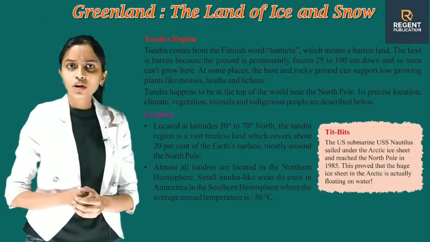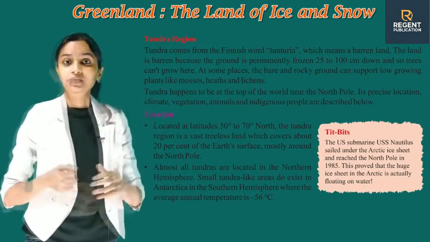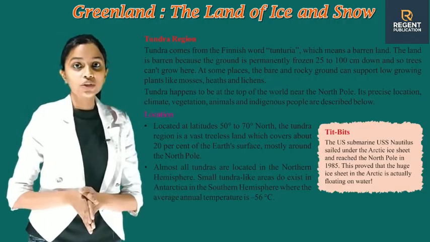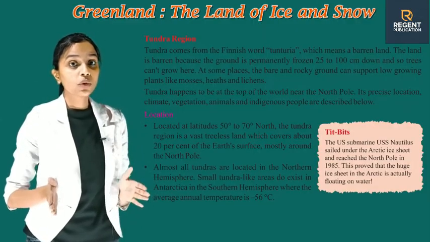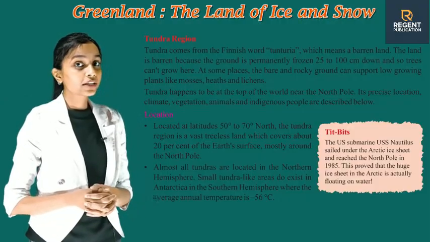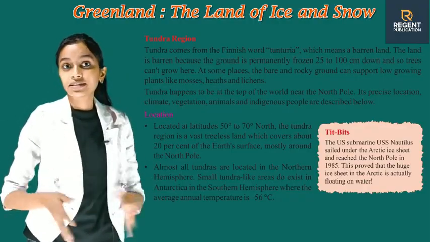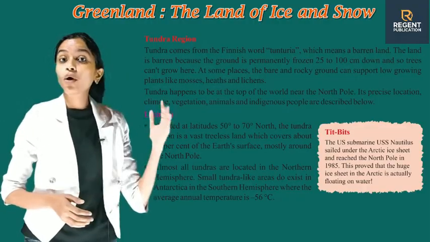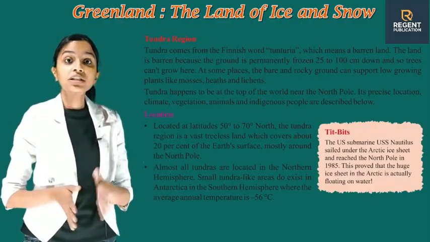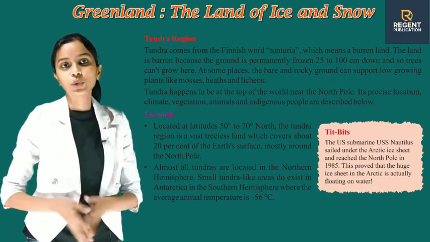Tundra comes from the Finnish word tunturia, which means a barren land. The land is barren because the ground is permanently frozen 25 to 100 centimeters down, and so trees can't grow here. At some places, the bare and rocky ground can support low-growing plants like mosses, heaths, and lichens. Tundra happens to be at the top of the world near the North Pole. Its precise location, climate, vegetation, animals, and indigenous people are described below.